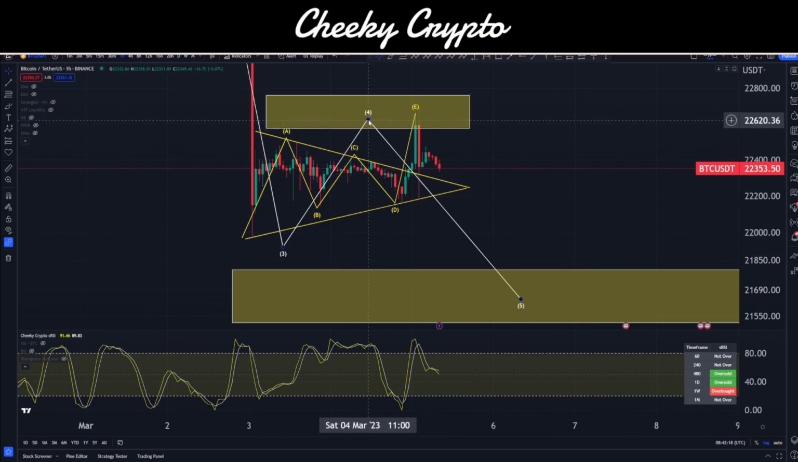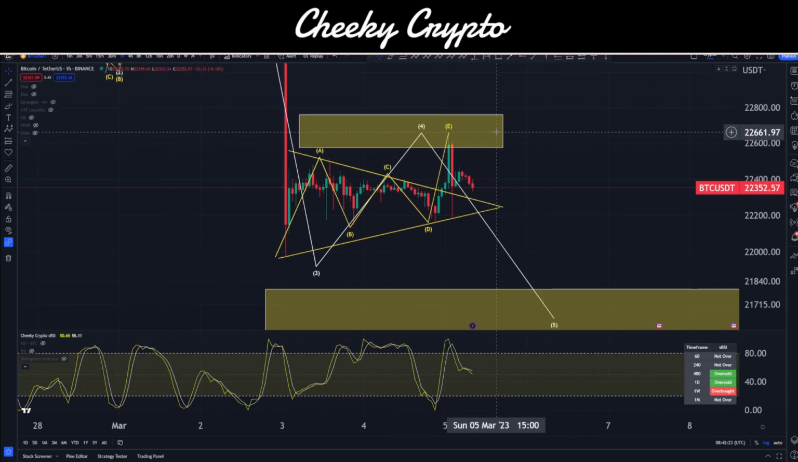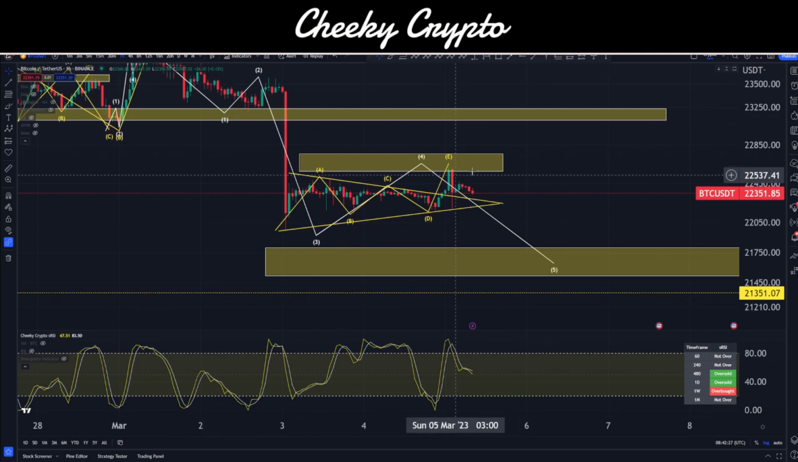So we'll look at it as a triangle, and we obviously hit our fourth wave target right inside this little range. This range is basically between 38.2% and 50% retracement of our wave 3, and we can see that right in there.